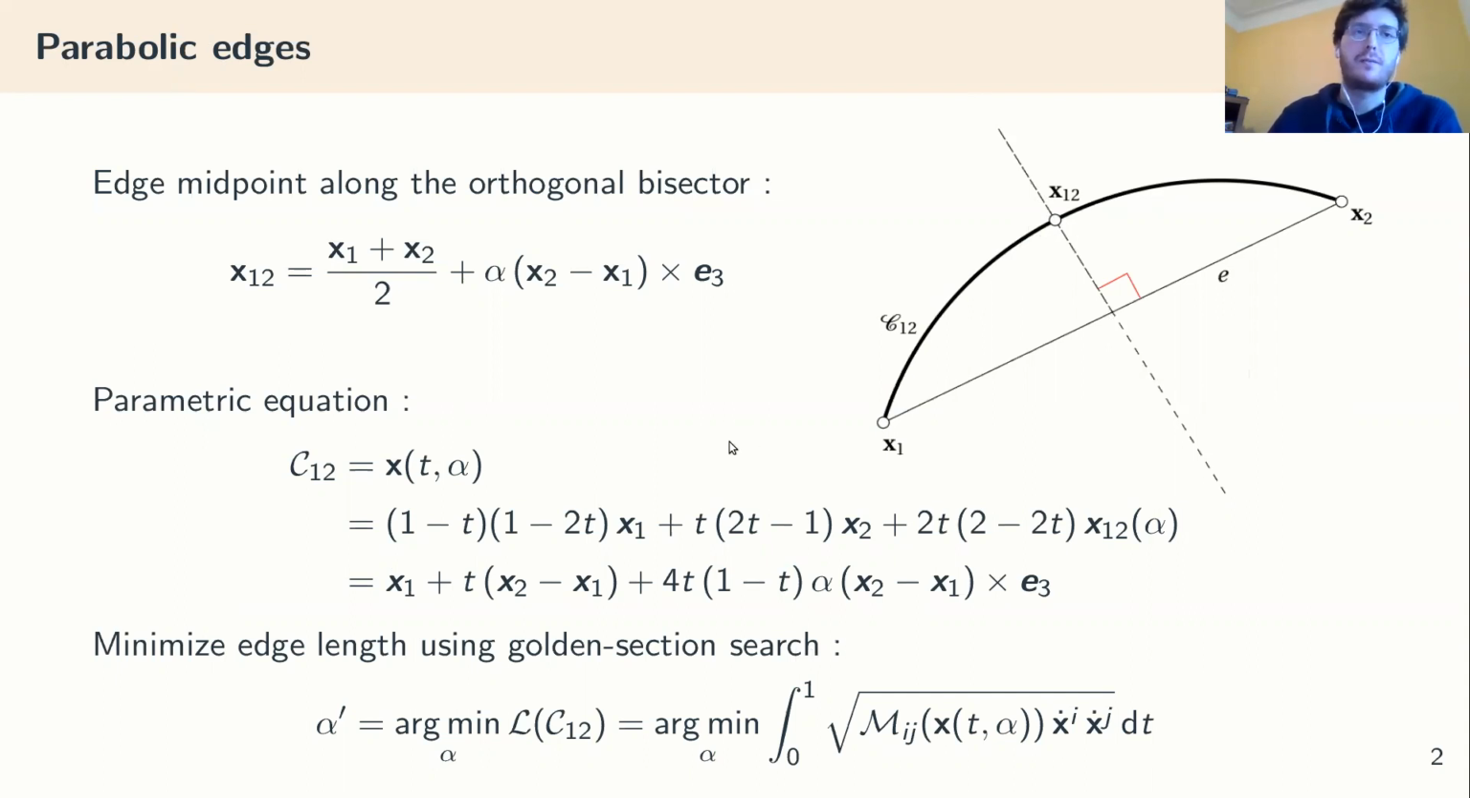So this yields the following parametric equation for the curve for x in function of x1, x2, and the midpoint. And we'll try to minimize the edge length to get the parabola as close as possible to a geodesic in the metric field while using a golden section search. So we'll try to determine the height alpha prime such that it minimizes the length of the curve in the metric field, which I will describe in a second.